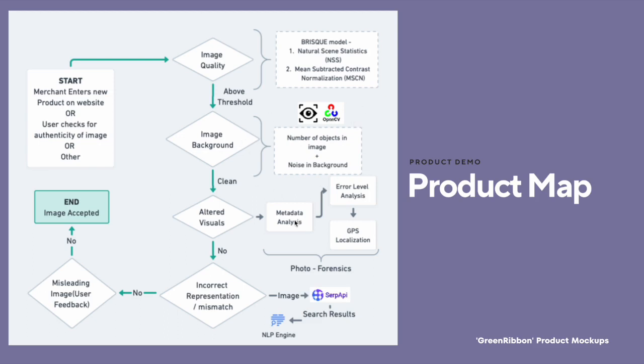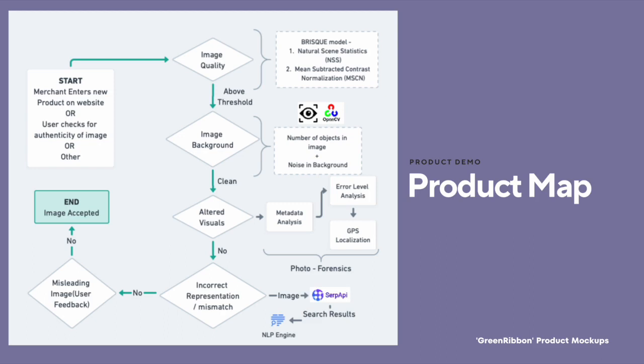In case this is right, we next move on to altered visuals. By altered visuals, I mean all kinds of images which are photoshopped or which have been processed after having been clicked. To do this, we use metadata analysis, error level analysis, and GPS localization. Let me dive a bit deeper into these to help you understand what they are.